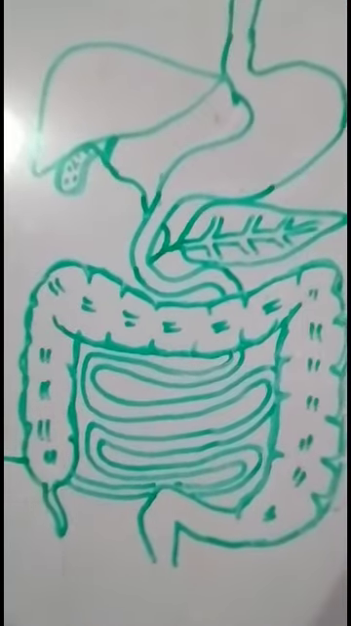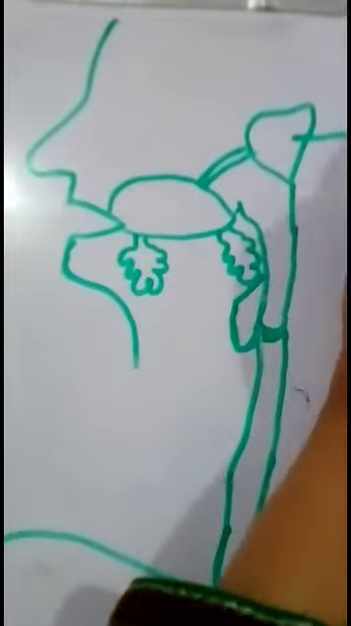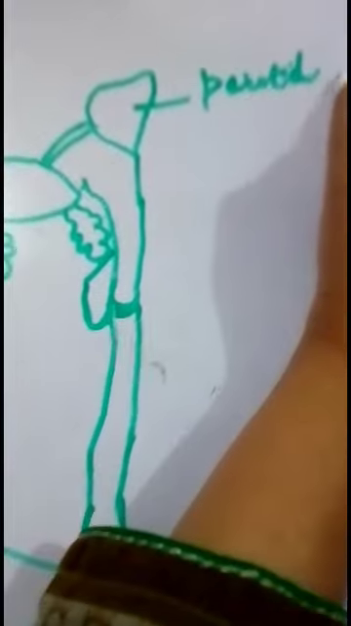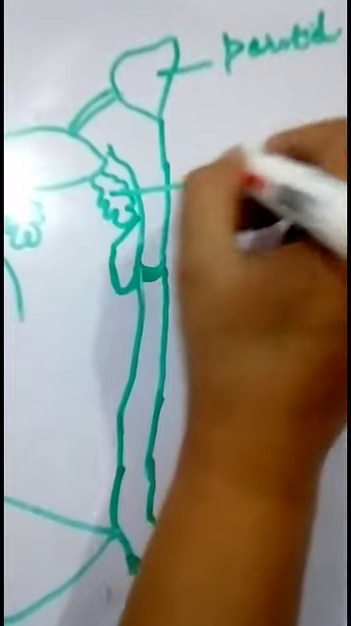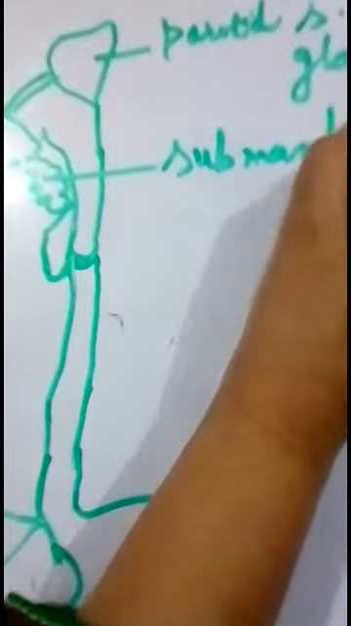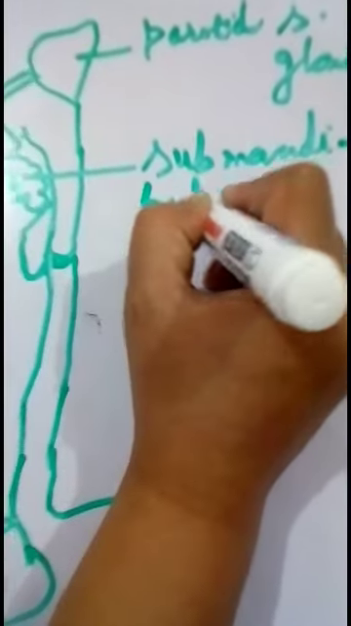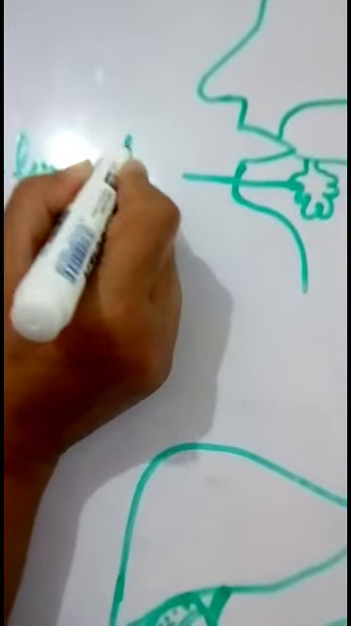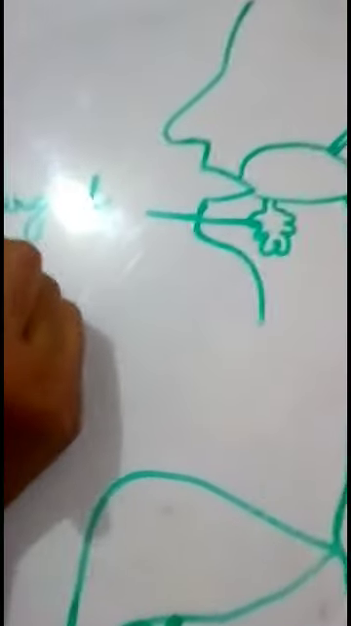Now let me label all these parts. This is the parotid salivary gland. This is the submandibular salivary gland, and this is the sublingual salivary gland.